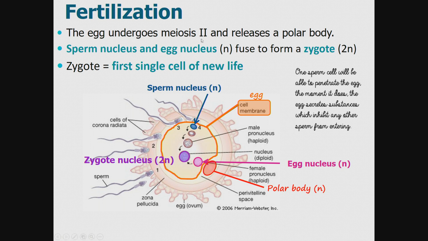So the egg undergoes meiosis II and releases a polar body. The sperm nucleus and egg nucleus fuse to form a zygote. That zygote is the first single cell of new life.